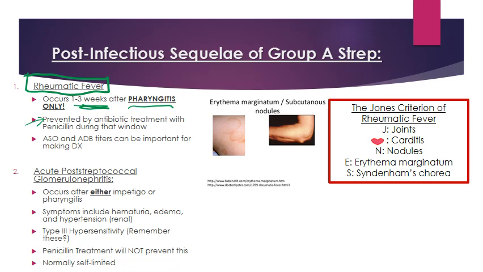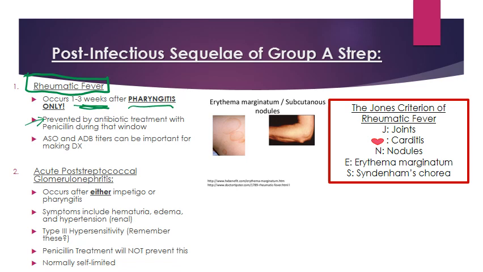Earlier I told you that you were going to culture all negative strep tests. So your patient comes in, they think they have pharyngitis. You do the strep throat swab and it comes back negative. You still send it out for culture, and this is why.